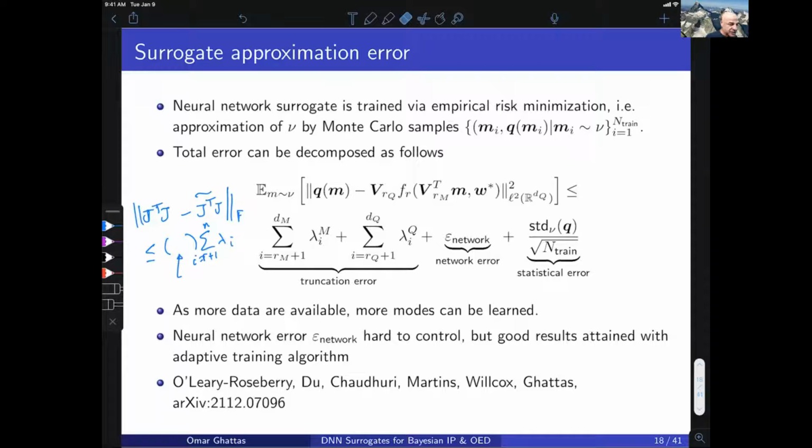Yeah, that's a good question. So there is a little bit of error from that, but that's controllable. And this is the error that keeps me up at night.